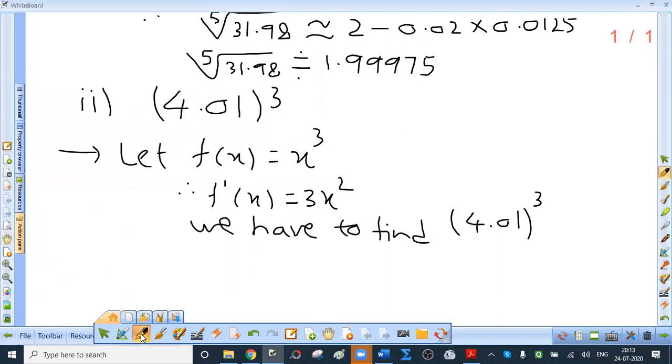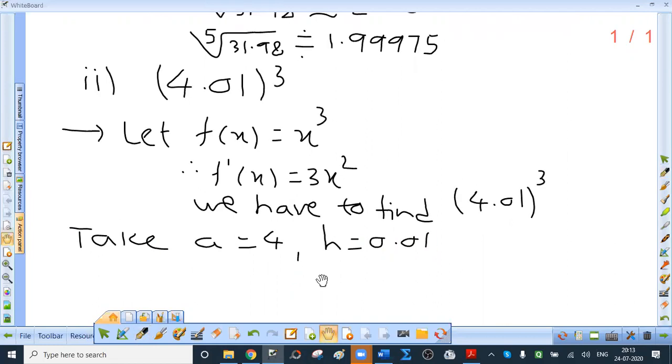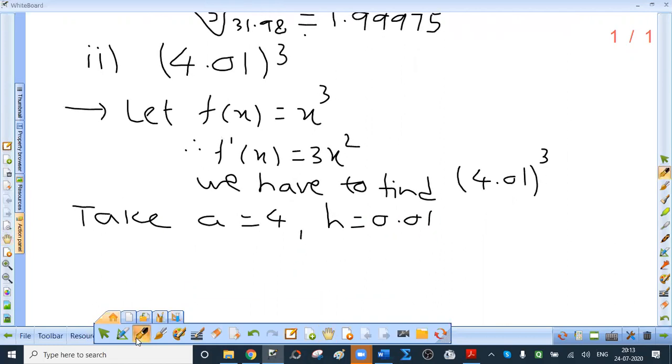Now we have to find cube of 4.01. So you use common sense. Take a equal to what? Take a equal to 4, because 4 cube can be obtained easily. So h has to be 0.01. See, even if you take a equal to 3, you will get the answer, but that will not be a good approximation.